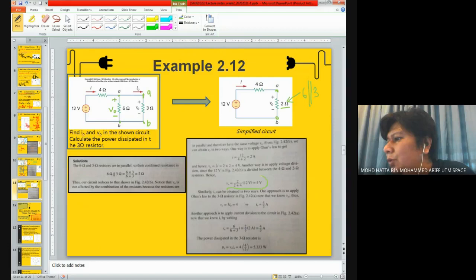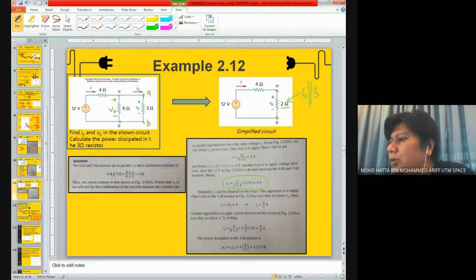Here they use the voltage divider rule. Without calculating the current, you can find what VO is. VO can be found using this equation, 2 divided by 2 plus 4 times 12. So 12 is the voltage inside the loop, around the loop.